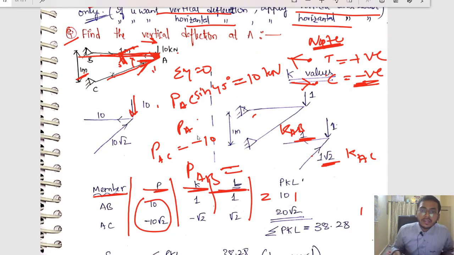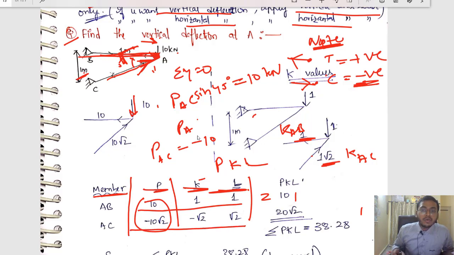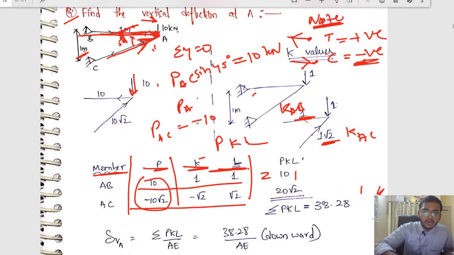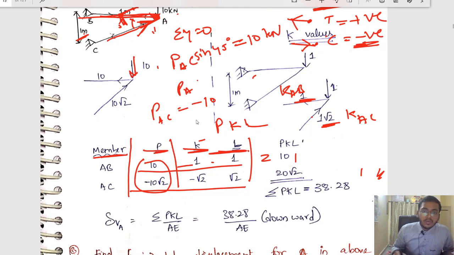So what is your PKL by AE? First calculate PKL. How to calculate PKL? Just let me erase this. You take this PKL value and take the PKL value of AC and add both. You will be getting summation of PKL. So 10 into 1 into 1, I got 10, minus 10 root 2 into minus root 2 into root 2. Length, he didn't give root 2, but you can calculate, right?